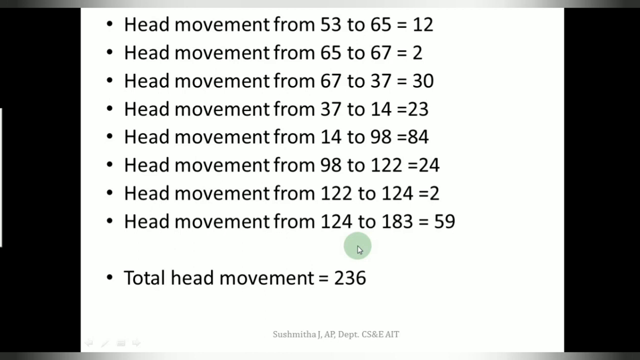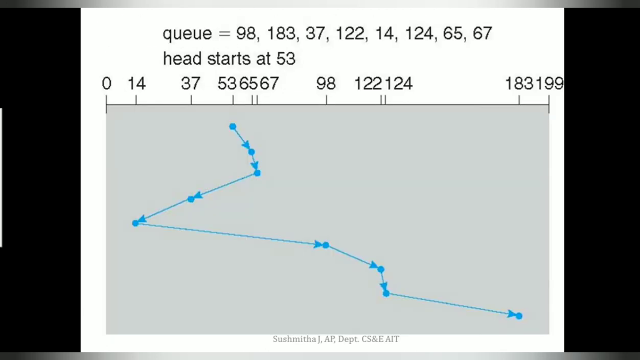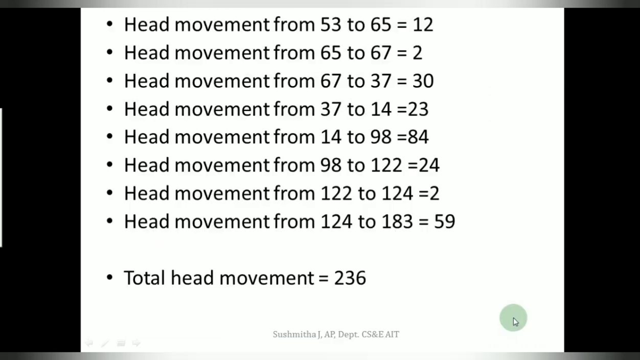It is more optimal, but the disadvantage is that a request that is very far may end up in starvation, so it has to continuously wait. If there were some more requests closer to the head, then request 183 would have to wait for a very long time.